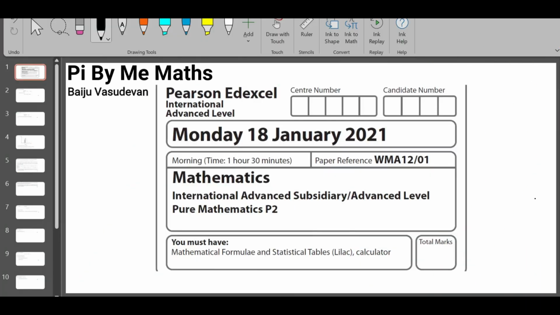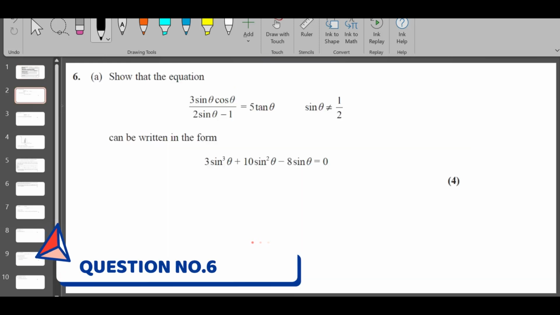This is Devan. Here we are solving the January-February 2021 Pure Math 2 paper. In the previous video, we covered questions 1 to 5. Let's look at question number 6.